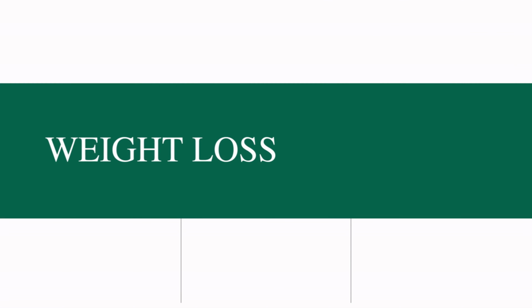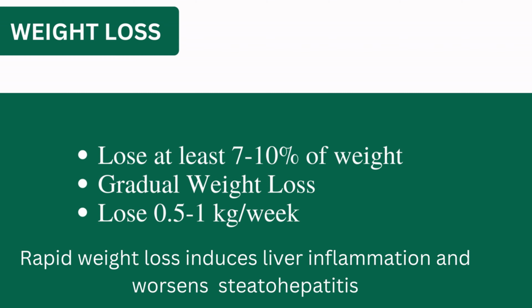Now in non-alcoholic fatty liver disease, we should aim to lose at least 10% of our weight, and we should make sure that we lose this weight gradually, because if we lose our weight too fast, this can counter-effect and there will be more accumulation of fat around the liver. So what's the aim? We should aim to lose around 0.5 to 1 kilograms per week.